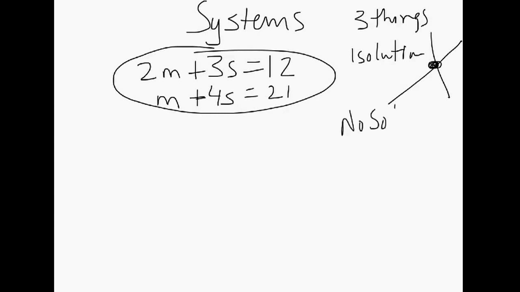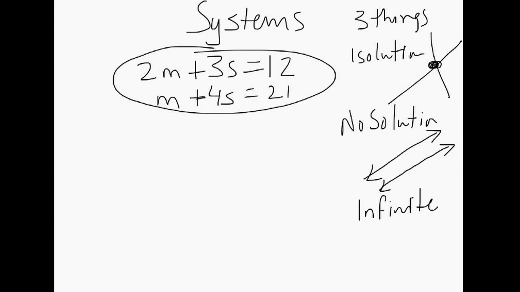We could have no solution, and that's parallel. That doesn't mean they just don't hit on your graph, it means that they are the same distance away from each other and will never hit. And the last situation is infinite solutions, and that means you graph the line, and then you come behind it, and the other line is directly on top of it. It means they always touch.